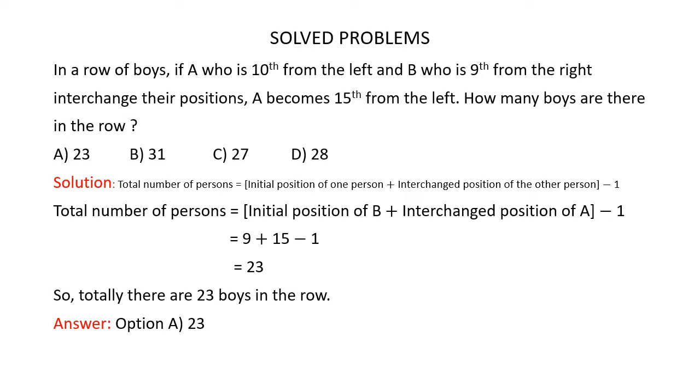So the formula now becomes total number of persons is equal to initial position of B plus interchanged position of A minus 1. We know that the initial position of B is 9th from the right. Interchanged position of A is 15th from the left. So substituting these values in the formula, we get total number of persons is equal to 9 plus 15 minus 1, which is 23. So totally there are 23 boys in the row. So the correct answer is option A, 23.